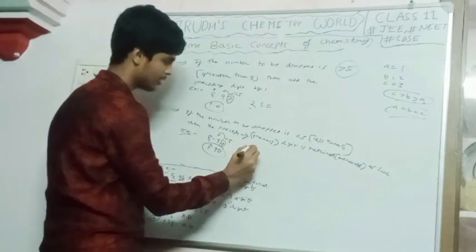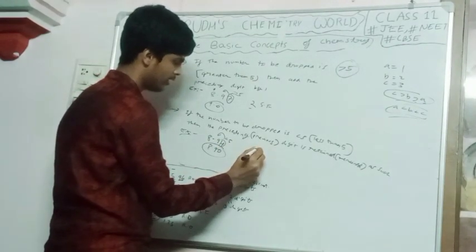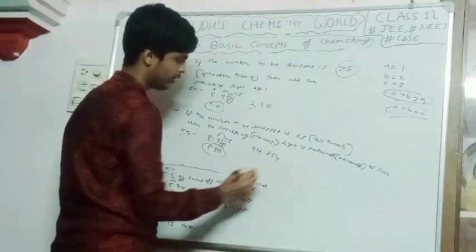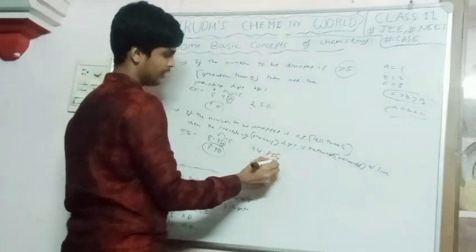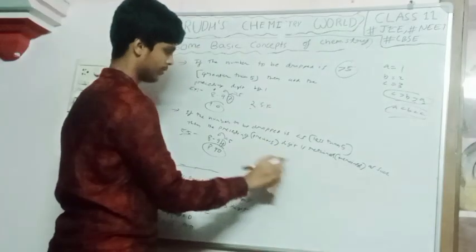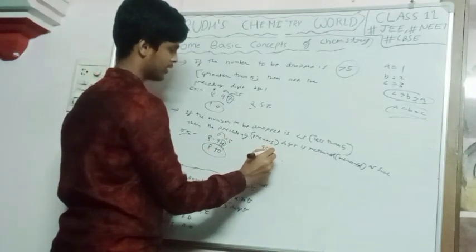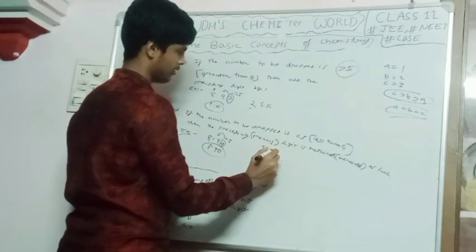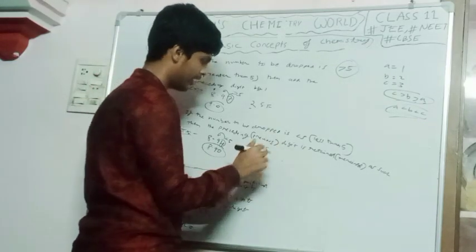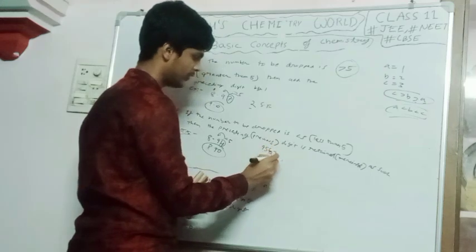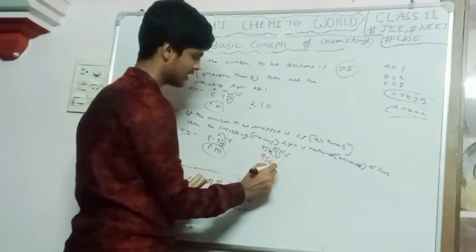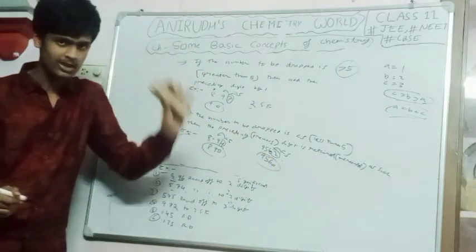I'll give another example. If you want to round off 9564, we will remove the point so you don't get confused. This 4 is less than 5, so its previous digit is retained as such. So 9560. This is the way you need to round off.